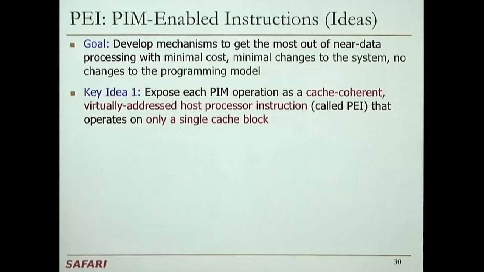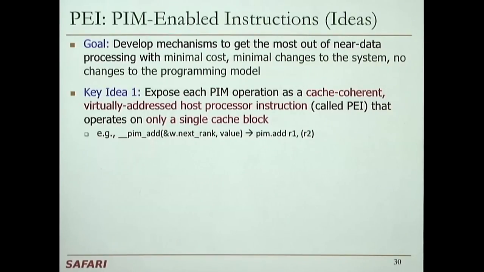OK, so I'll give you the key idea. So how do you do this? Basically, the idea is you have a processing in memory operation, and you encode that as an instruction. So you extend the instruction set architecture to have an instruction saying, this is my processing in memory operation. And it's cache coherent. It's virtually addressed. It's called a PIM-enabled instruction. And it operates only on a single cache block. So there's a restriction. And we will talk about why that restriction is. Well, the restriction exists because you want to ensure that coherence is not a problem. We'll talk about coherence in more detail.